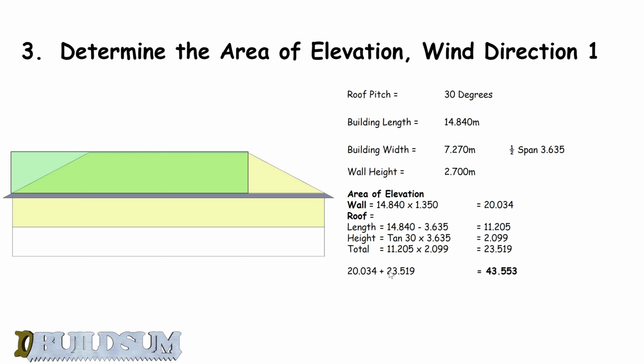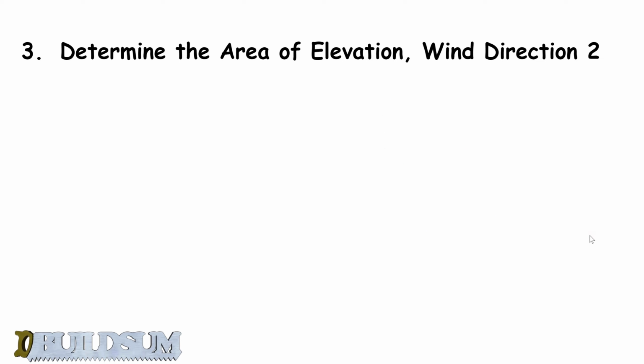So then we add the roof and the wall together. That gives us a total area of this elevation of 43.553 meters squared. Okay, so we'll stick that in a little memory bank somewhere. We know that area. We can then do wind direction 2.